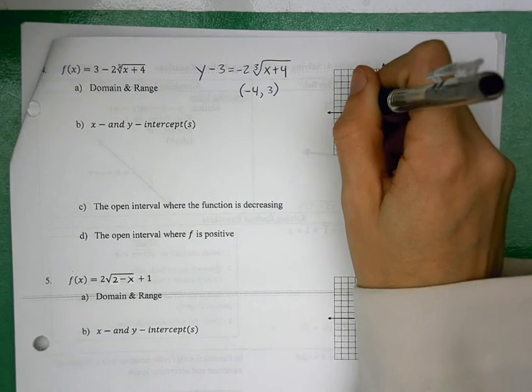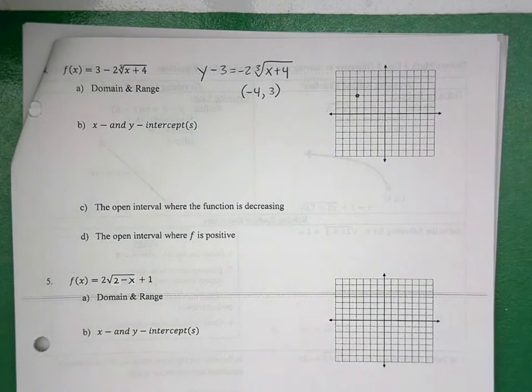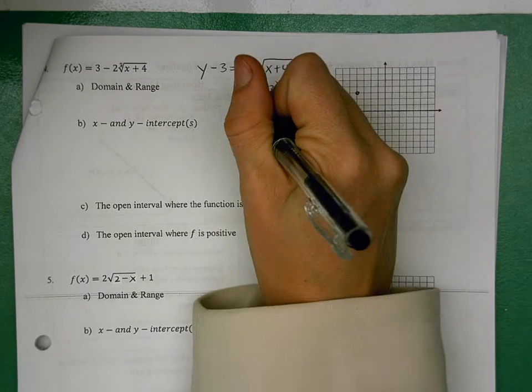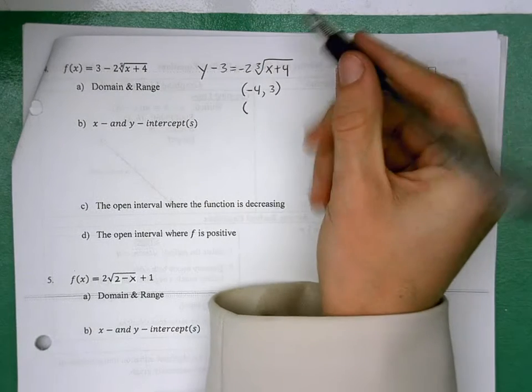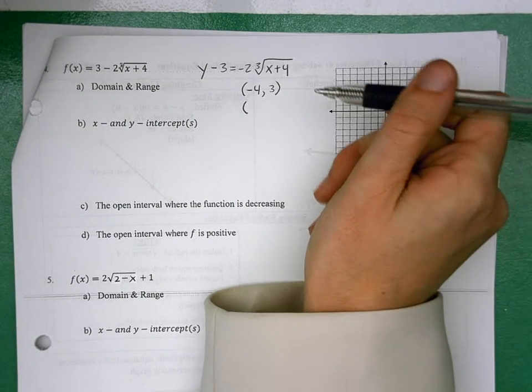4, 1, 2, 3. So there's my starting point. And then for additional points, you're looking for nice numbers to plug in. The nice thing about a cube root is, like we talked about at the very beginning, cube roots don't have restricted domains, so I can do negative numbers as well. What's a nice number to take the cube root of? Well, 1. So the question is, what does x need to be so that I get 1 under here? x would need to be negative 3.